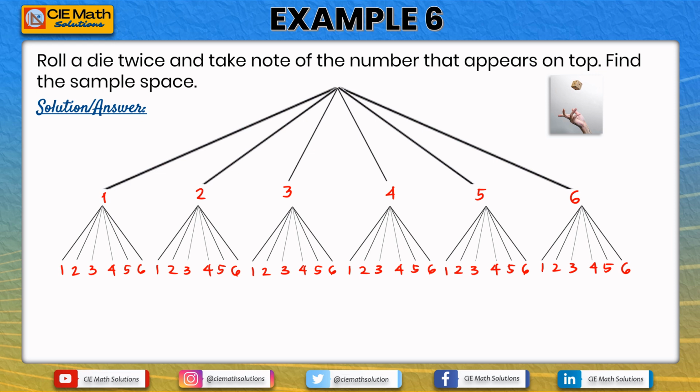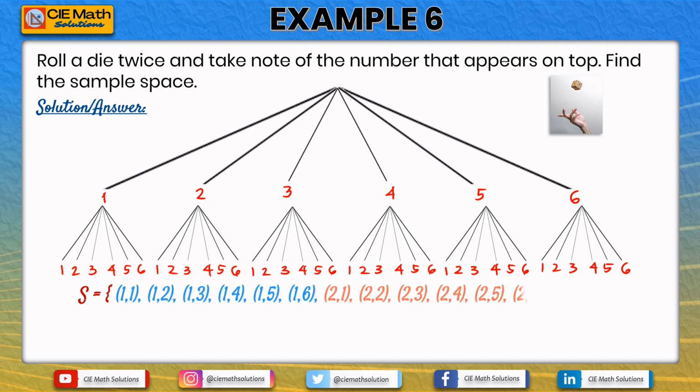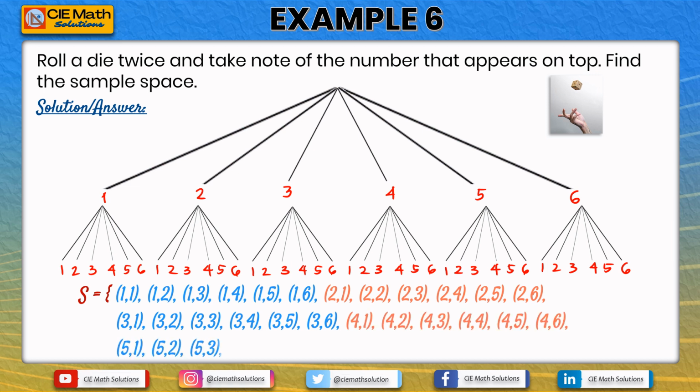Listing down then the elements of the sample space, we will have the element 1, 1, denoting 1 on the first toss and 1 on the second toss. We also have 1, 2; 1, 3; 1, 4; 1, 5; 1, 6. Next, we also have 2, 1; 2, 2; 2, 3; 2, 4; 2, 5; 2, 6. Then we have 3, 1; 3, 2; 3, 3; 3, 4; 3, 5; 3, 6.